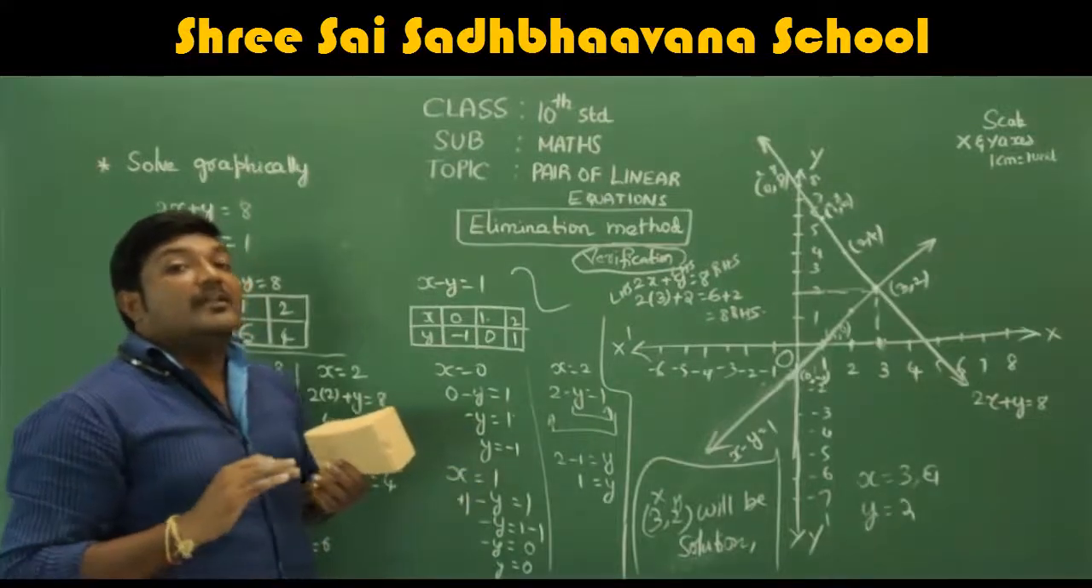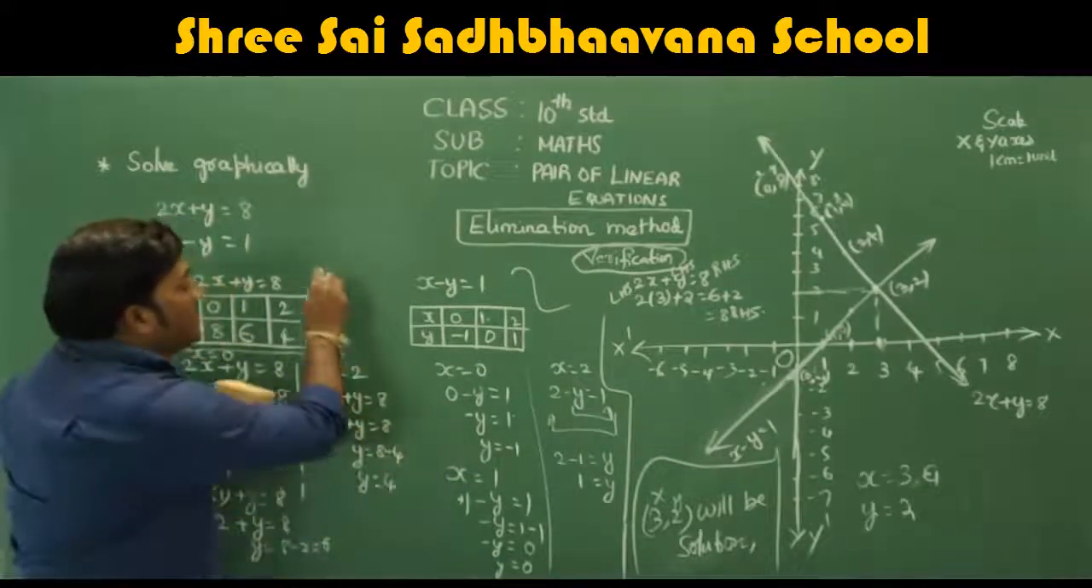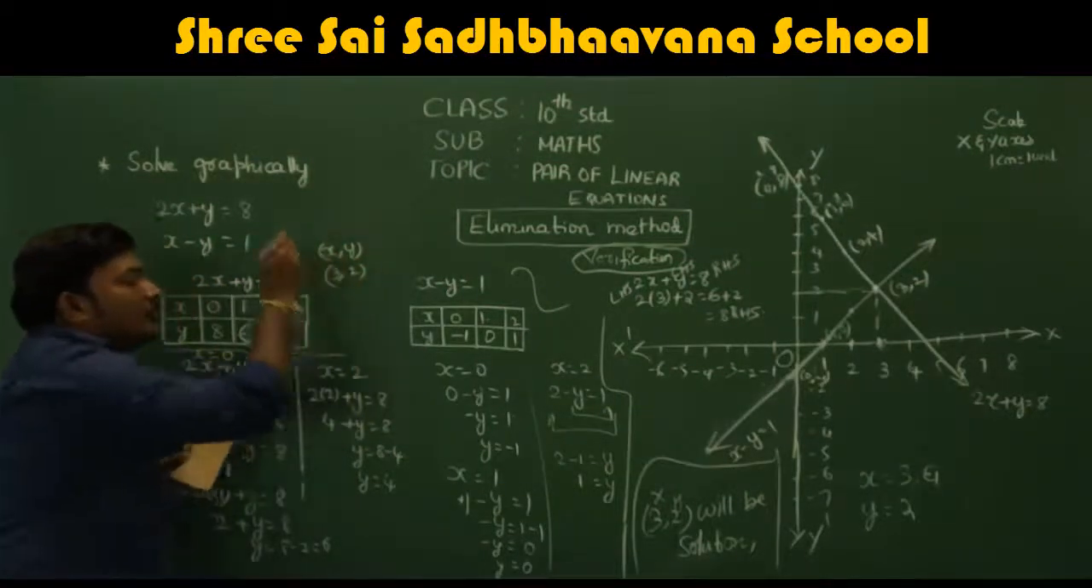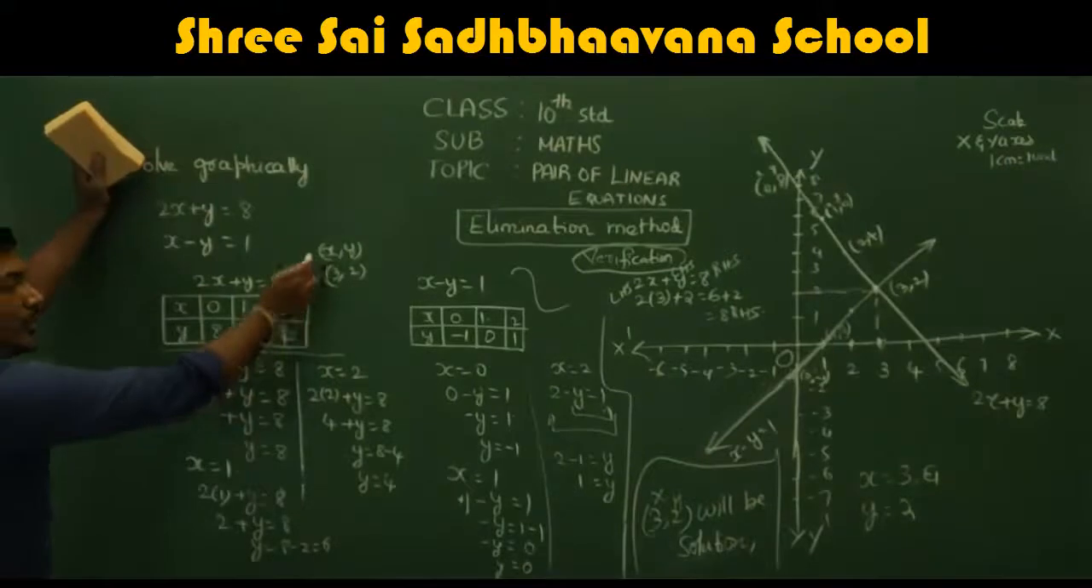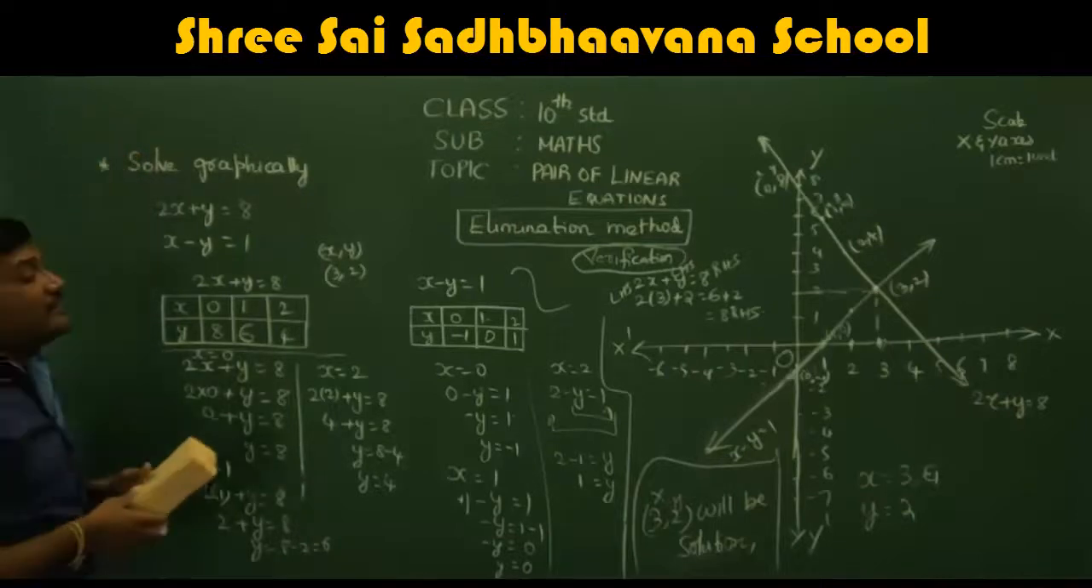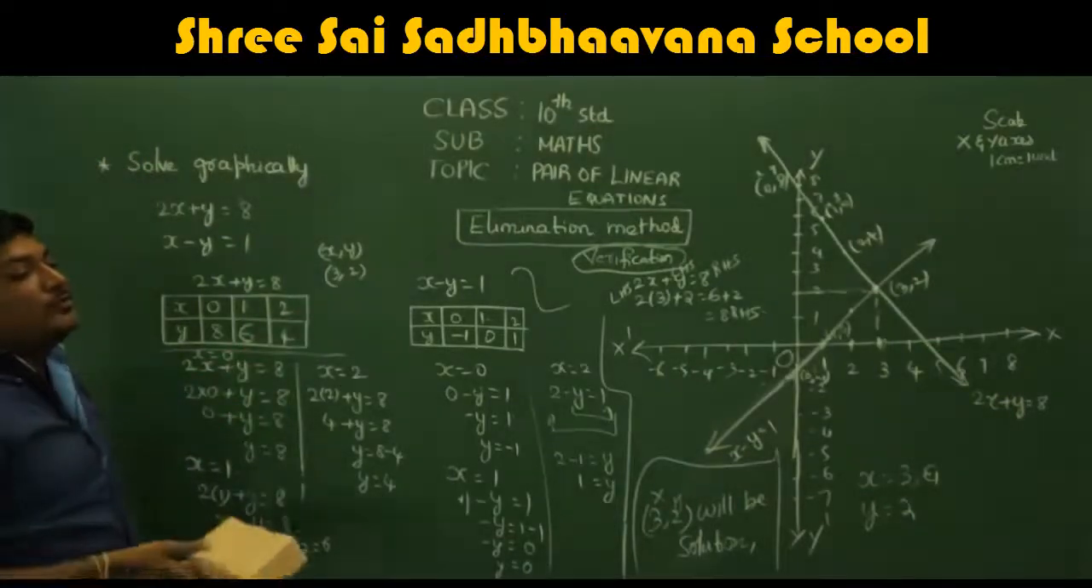Always remember, (3, 2) is nothing but (x, y). Always in the Cartesian coordinate system, in general, we write a coordinate as x comma y. Always the first number gives the value of x. So the x value is 3 and the y value is 2.